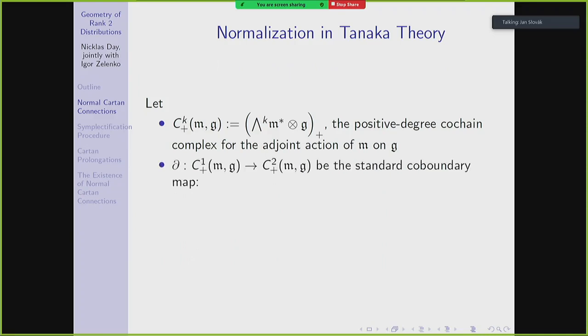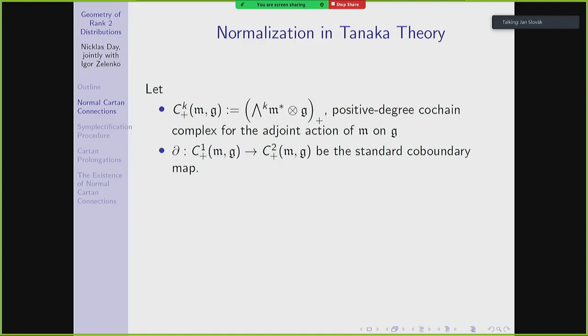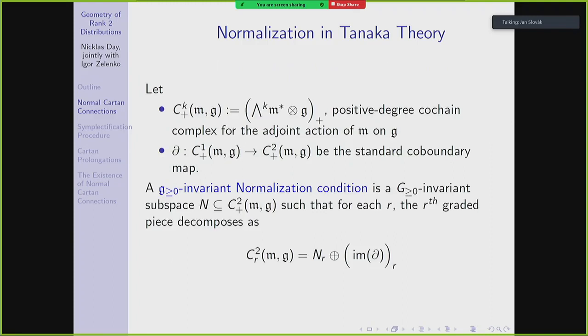And the coboundary map is very easy to write down, at least for the one cochains, and this is the only one that we'll care about for the sake of this talk, so I thought I'd write it down explicitly, but the point is just that it's very easy to write down. And once we have this coboundary map, we can talk about g plus invariant normalization conditions. So a g plus invariant normalization condition here is just a complement to the image of the coboundary map in each graded piece, which is, as the name suggests, g plus invariant. So every time I say g plus invariant normalization condition, just think complement to the image of the coboundary map. That's what I mean.